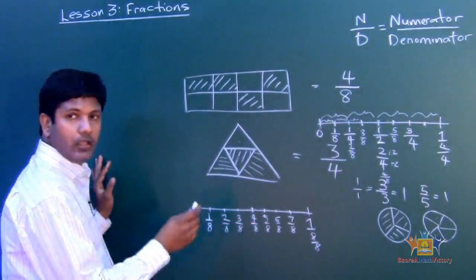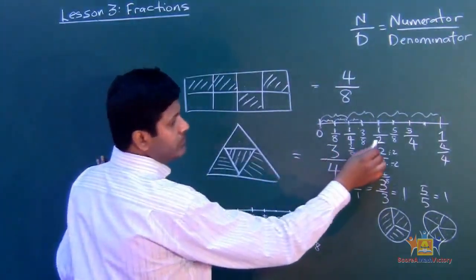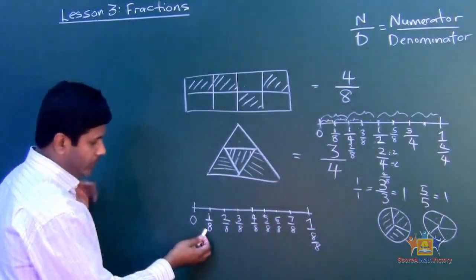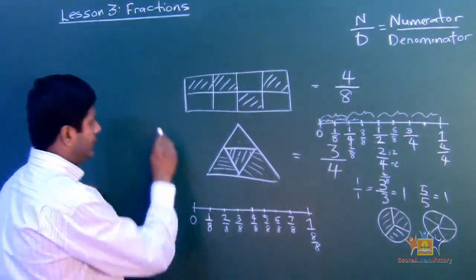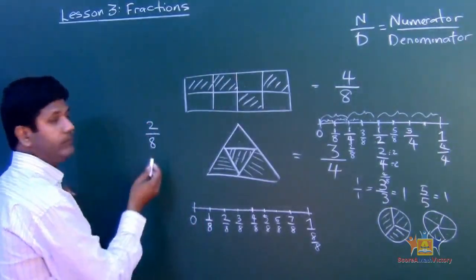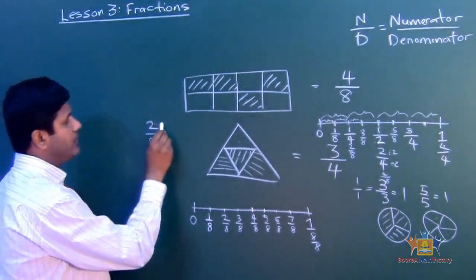Now, earlier, we got all these numbers in between. Let's look at 2 over 8. If I take 2 over 8, I can divide.